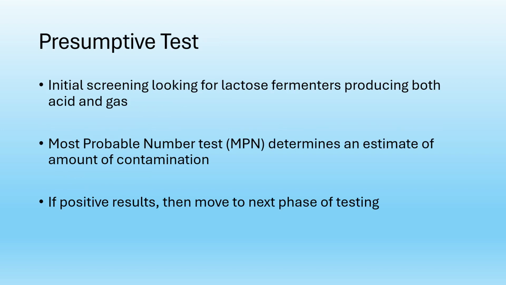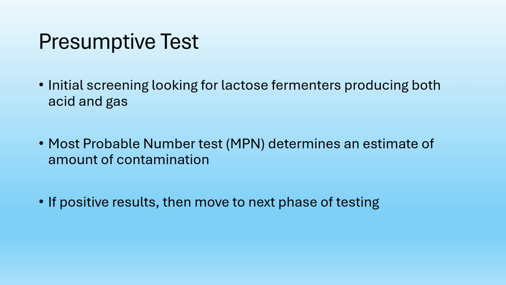The presumptive test, which you would have already done at this point, is the initial first stage of looking for lactose fermenters that produce both acid and gas. The coliform bacteria that exist in the intestines typically are gram-negative, and they are lactose fermenters. So that's why first you're looking for the lactose fermenters. You would have inoculated lactose fermentation tubes. You would have determined the most probable number.